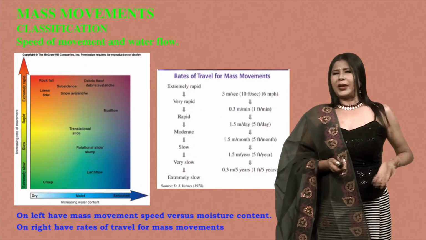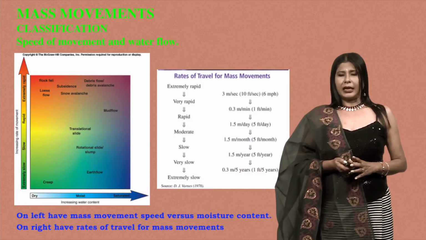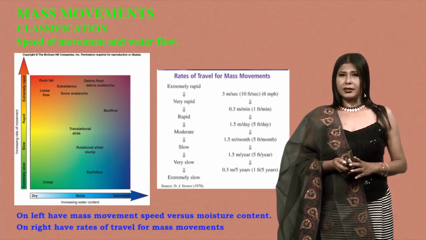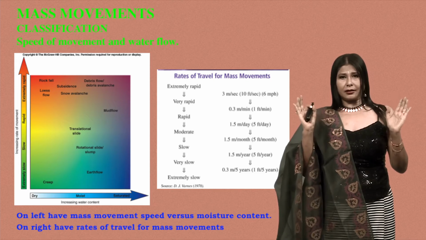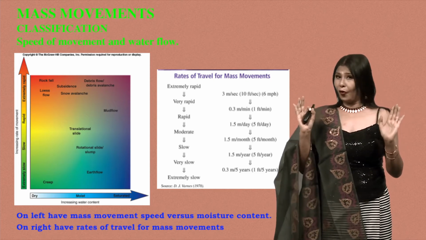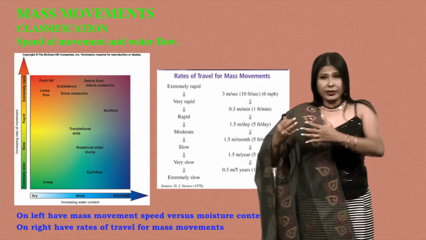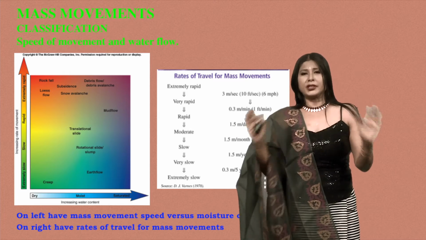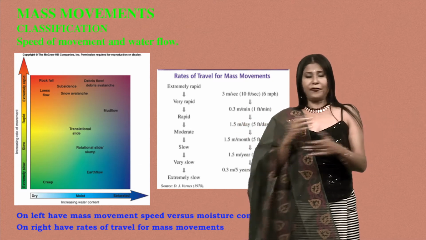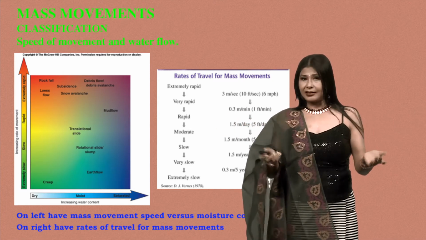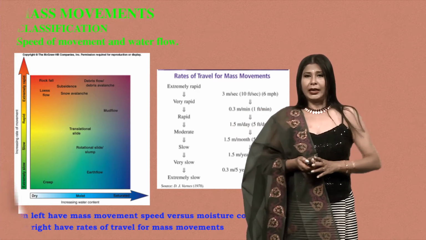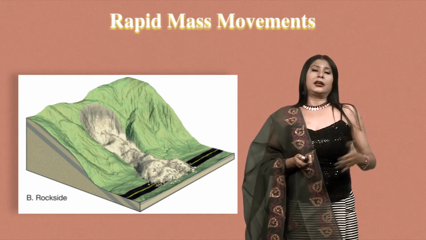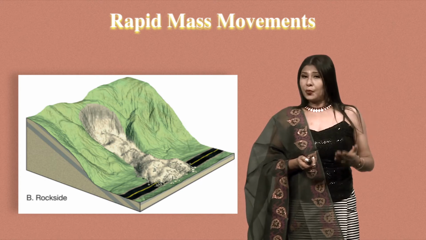And water also plays a very important role in mass movement. That is the reason why we do not get any news of a rock fall or landslide during winter. But once monsoon starts, that is when the news starts coming. Everywhere rock falls and landslides are happening. Water plays a very, very important role. Let us see how the rapid mass movement works.